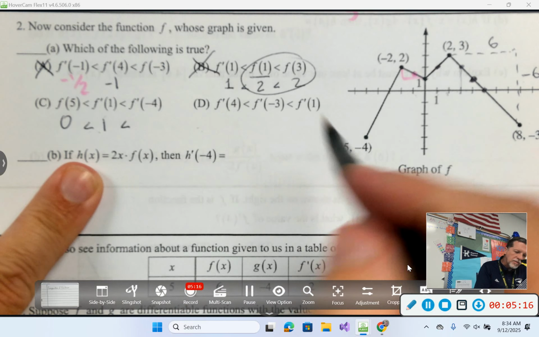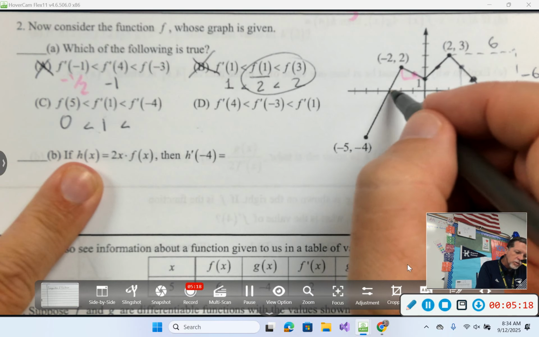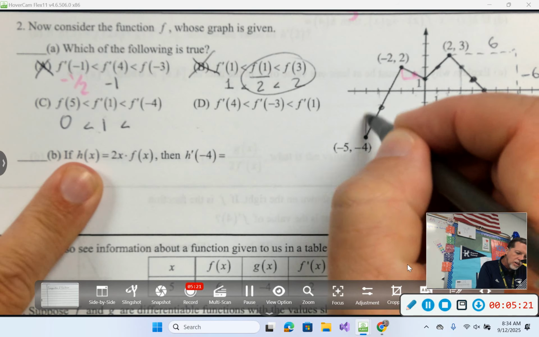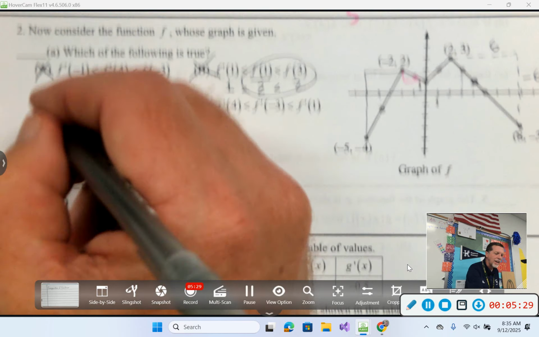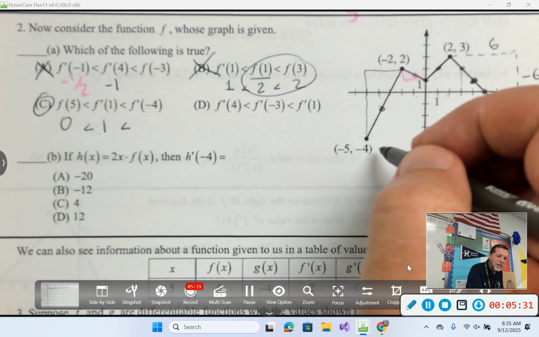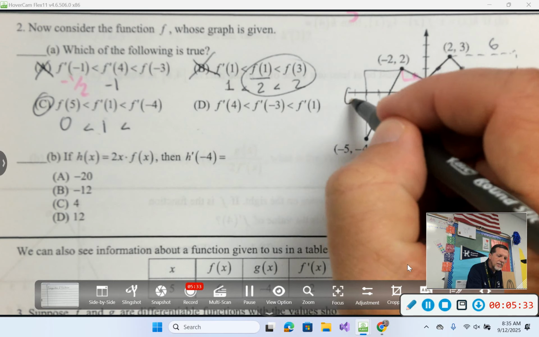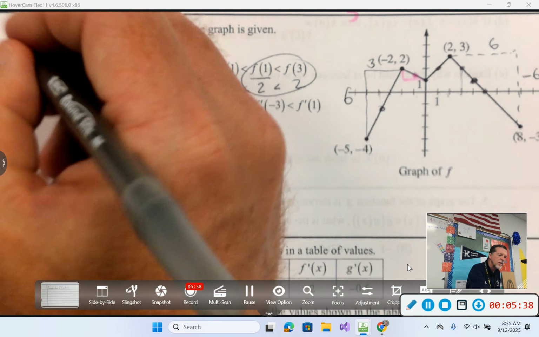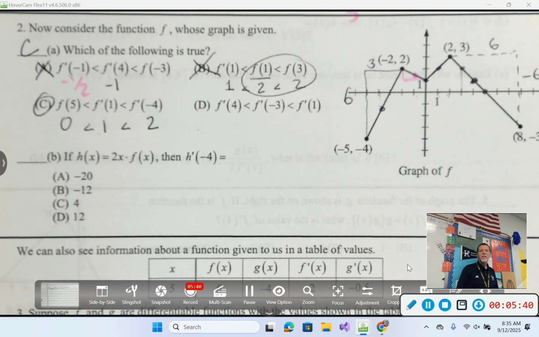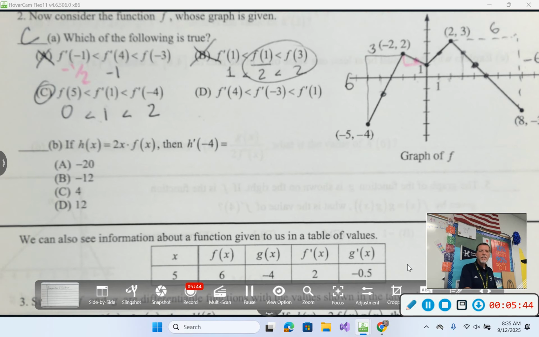And f prime of negative 4, 1, 2, 3, 4 is right here. So I need to find that slope. I can tell by looking at slopes more than 1, though. So I'm probably good to go ahead and answer C. Let's see, that rises 6 and runs 3, so that slopes 2. Again, nothing new, just using what we know in kind of different ways.